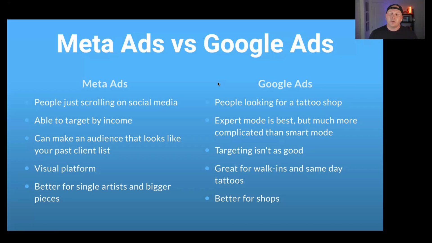Google ads, on the other hand, the great part about it is people going to Google looking up best tattoo shop near me, geometric tattoo shop Seattle, stuff like that. So they're actively looking for a tattoo shop. The downside is, unless you have put your account into expert mode, you're in what's called smart mode. It's essentially like boosting a post. It's very easy to set up, but you lose a lot of the things that make it great and work so well. The targeting is not great with it.